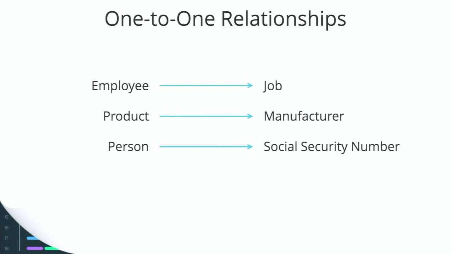Each product can only ever, well, at Zoho that's not true though. We actually break that rule. Each product could only ever have one manufacturer. It could never have been made by more than one manufacturer, right? Each person only has one social security number unless they're committing fraud.